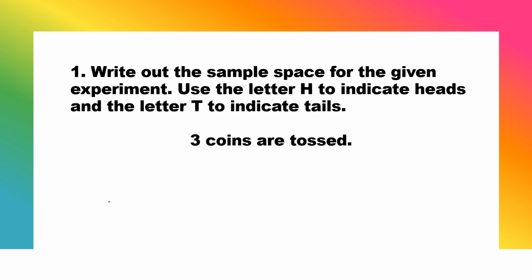All right, so let's start out by writing out a sample space for a given experiment. Since a sample space is the set of all possible outcomes, we are going to use what we call set notation. Set notation just uses these curly braces. And you have those on your keyboard, right beside the letter P.